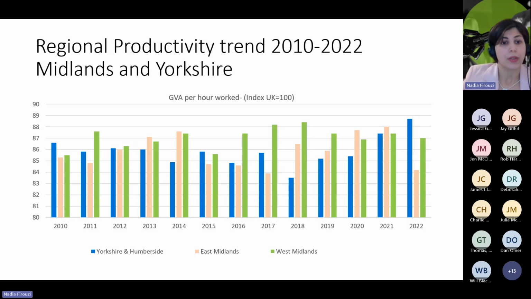If we discuss regional productivity trends, for our research we focus on the Midlands and Yorkshire. This chart illustrates the productivity trends for Yorkshire, East Midlands, and West Midlands from 2010 to 2022. Productivity trends vary by region, with the West Midlands generally leading, followed by fluctuation in Yorkshire and the Humber, and also in the East Midlands. Again, West Midlands with its metropolitan area, it makes sense to have a higher productivity rank.